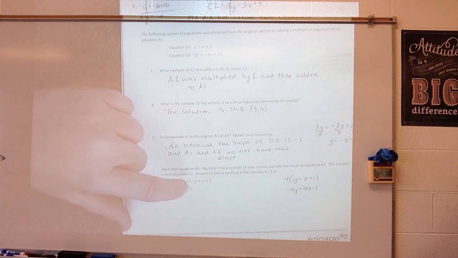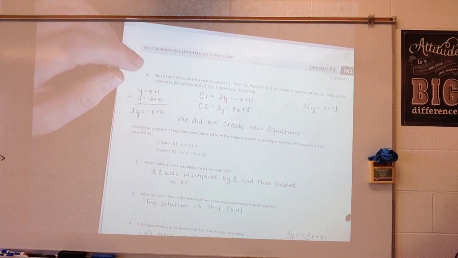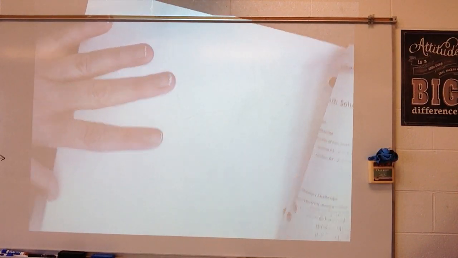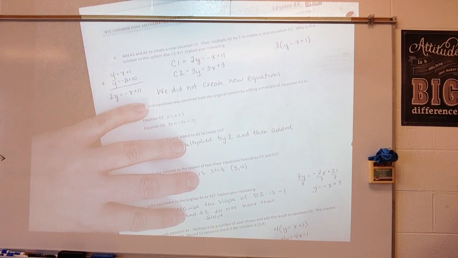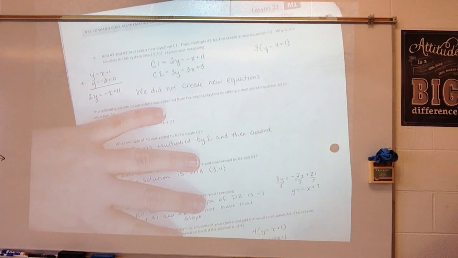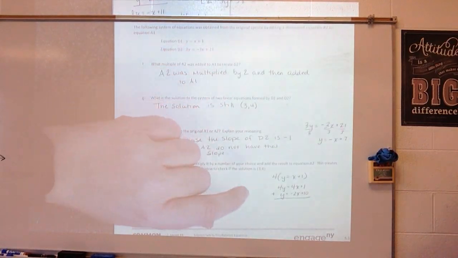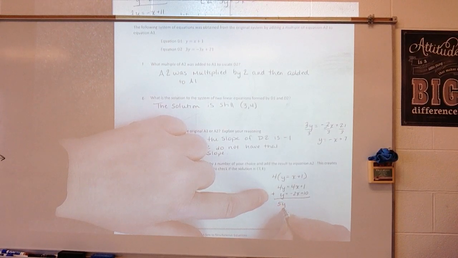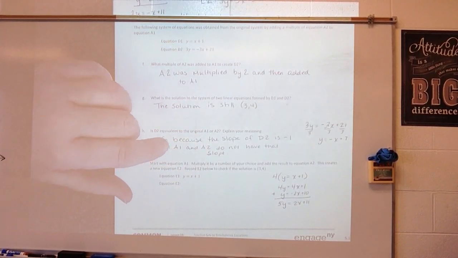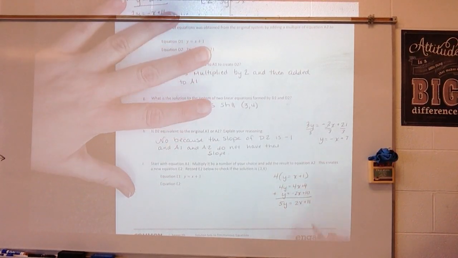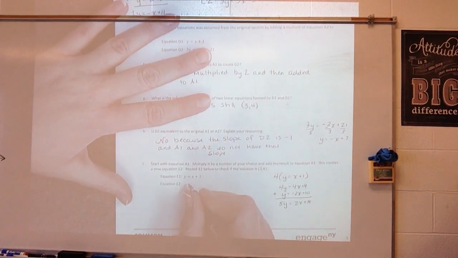Then it says add the result to the equation A2. Well, A2 was y is equal to -2x plus 10. So we're going to add those equations together. 4y plus y is 5y is equal to 4x plus a -2x is 2x plus 11. No, I forgot to multiply that by 4, so it should be 14. Sorry. So I get 5y is equal to 2x plus 14.